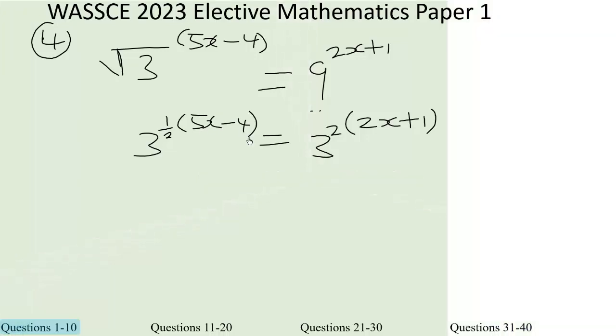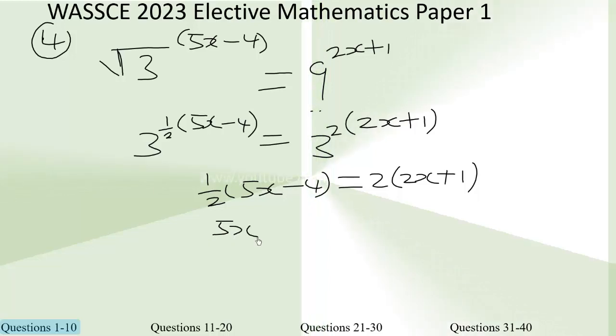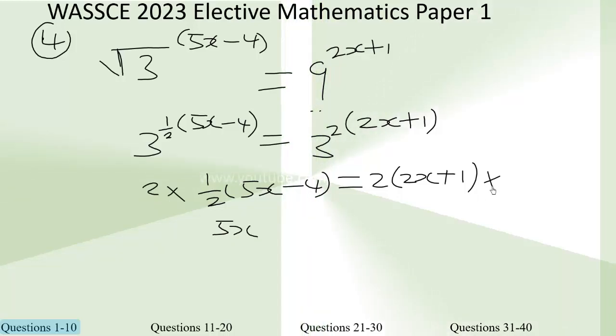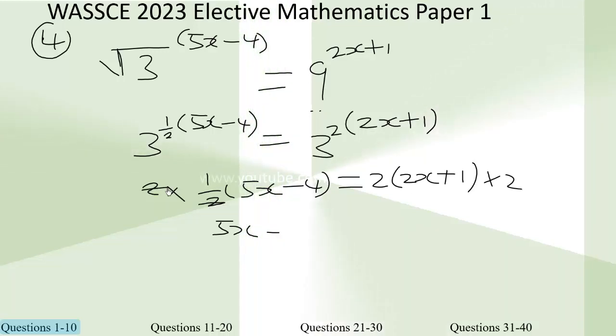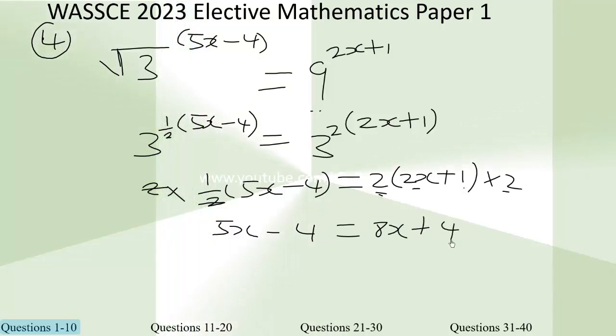So we equate the exponents. 1 over 2 into bracket 5x minus 4 is equal to 2 into bracket 2x plus 1. So you can multiply through by 2 to get 5x. So times this one by 2 and times this one by 2. So you get 5x minus 4, because the half will cancel the 2, is equal to 2 times 2 is 4. So 4 times 2x will be 8x. Then 4 times 1 will be plus 4.